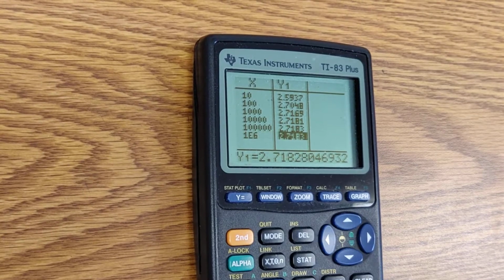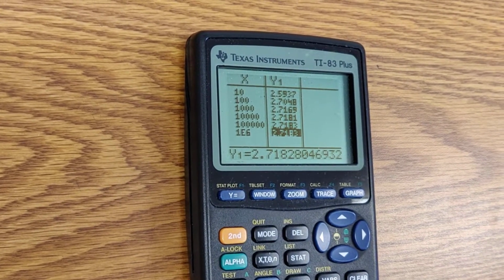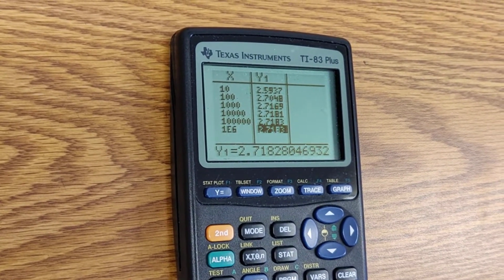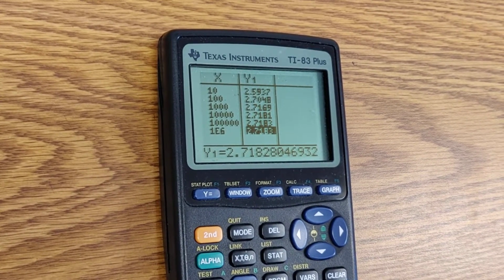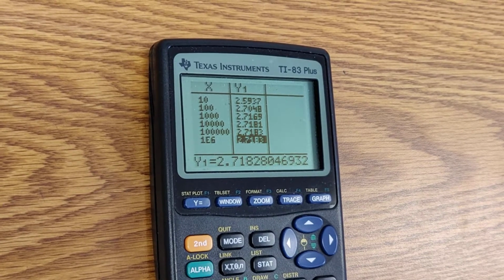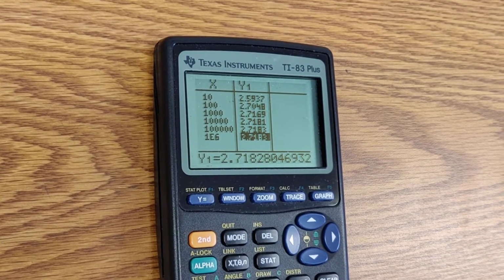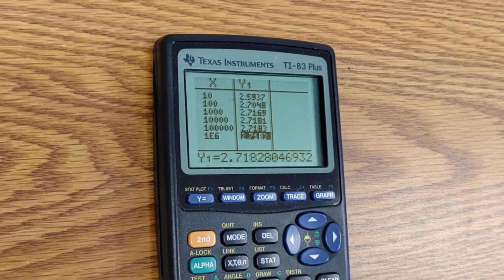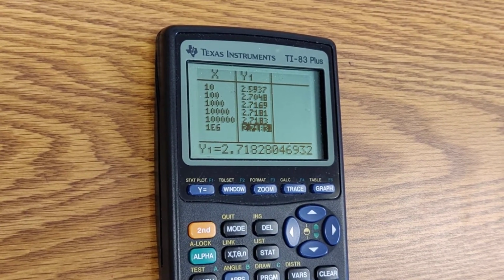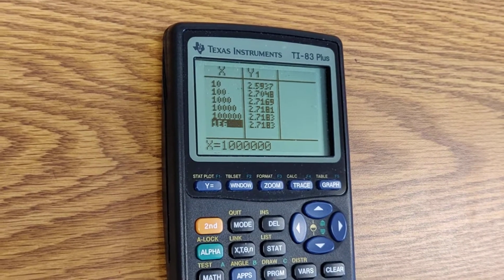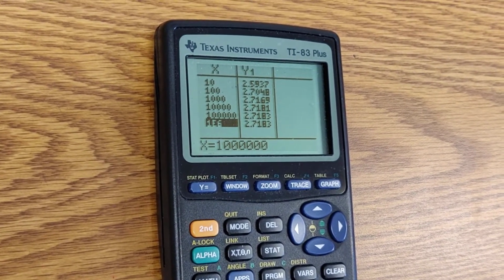You notice that this has not changed, and now our approximation is exactly 2.71828. So yes, the number is increasing, but it's increasing very slowly. So that is what the number e is, and this is how we obtain it. Okay? We'll stop right here and continue the lesson with the properties and the laws.